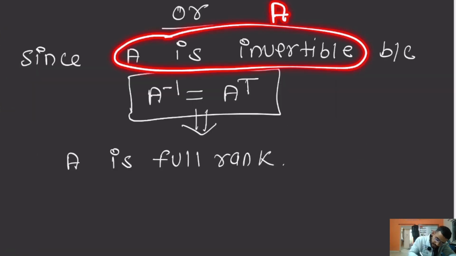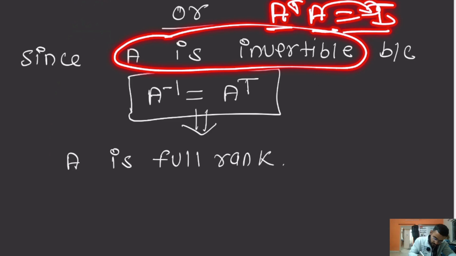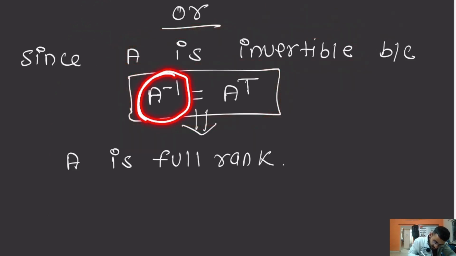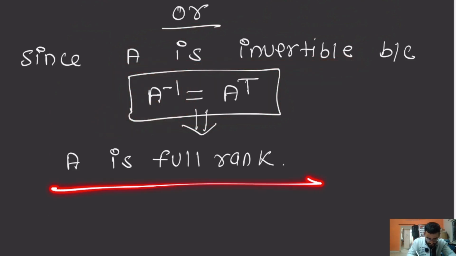Another way of seeing this is, A is invertible. Why? Because we get A transpose A is equal to I, so A transpose is equal to A inverse. And since the inverse exists, A is invertible, and hence A is a full rank matrix.